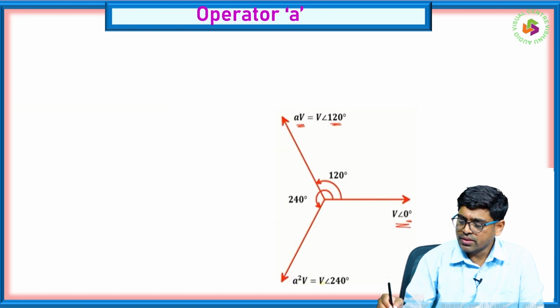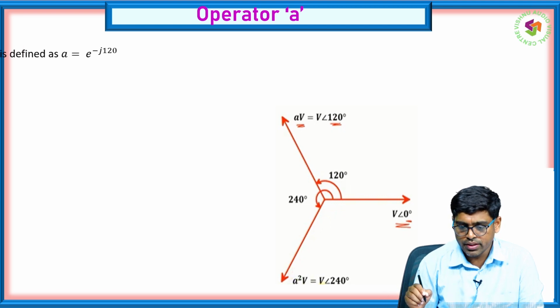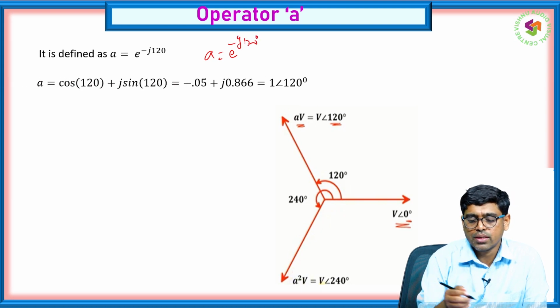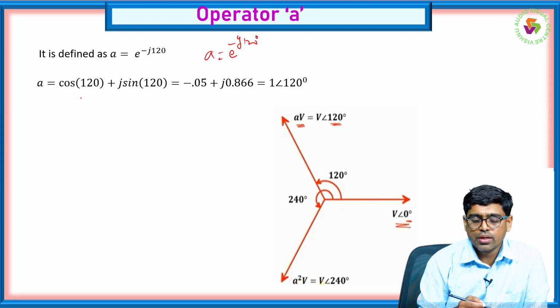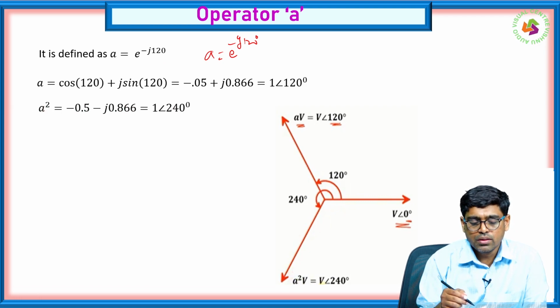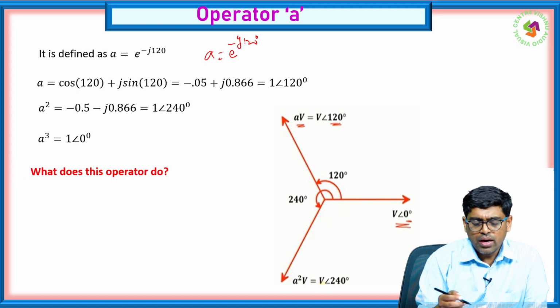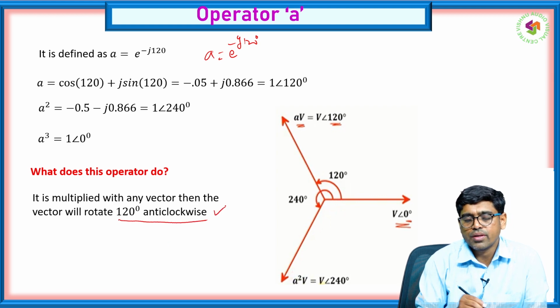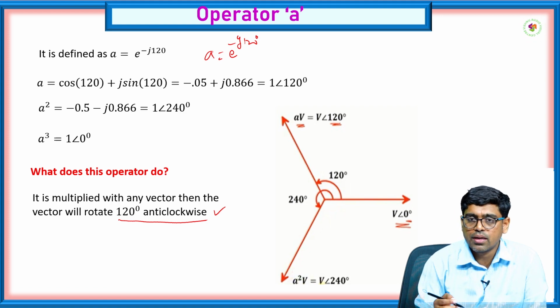So this operator A has equal magnitude and rotates in the anti-clockwise direction. We can also write A as e to the power j 120, that is cos 120 plus j sin 120, and A square and A cube is 1. And what can this operator do? When it is multiplied with any vector, the vector rotates by 120 degrees anti-clockwise. So any vector can be represented and rotated by an angle of 120 degrees.